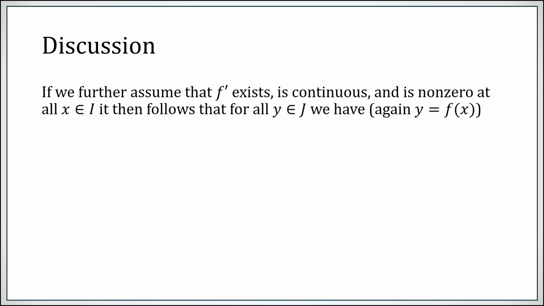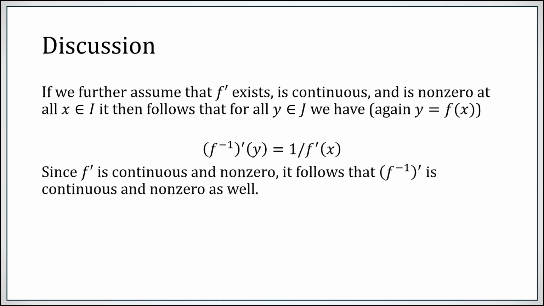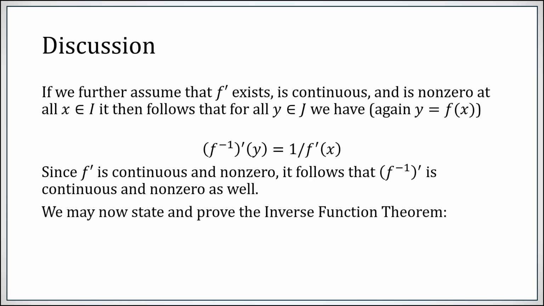Now, if we further assume that the function f has a derivative and is continuous and is non-zero everywhere, then what follows is that for all points in J where y is equal to f of x, the derivative of the inverse function at y is 1 over the derivative of the original function at x. Since f prime is continuous and non-zero, this is now just the reciprocal of this, meaning this is continuous and non-zero as well. So now we can state and prove the inverse function theorem.